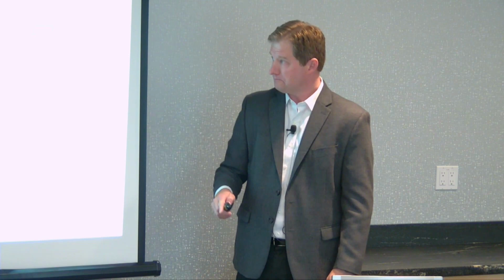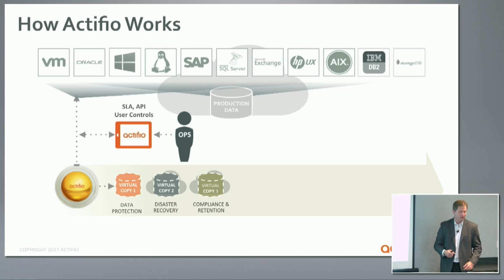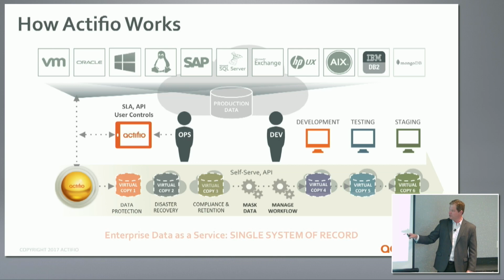So incremental forever, efficiency, speed, and scale. And then once we have that data, once we have that golden image, we deliver it to anybody and everybody in the enterprise that has the permissions to access that data. And kind of to your question earlier, Keith, security is a big thing. We do have a three-tier multi-security model so that we can ensure that only the people that are authorized to get the data can get the data.